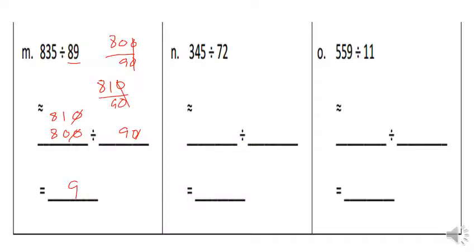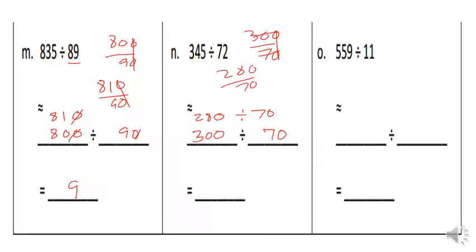N, 72 is close to 70. 345 is close to 300. 300 over 70. Take out our multiples of 10. Now 30 is not a multiple of 7. Okay, we have 28 and 35. Well, I can see 28 is going to be closer. So I'm going to change it to 280 divided by 70. And 280 divided by 70 gives us 28 divided by 7, which will be 4.